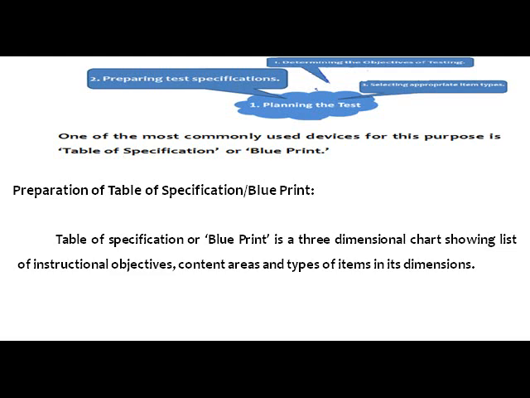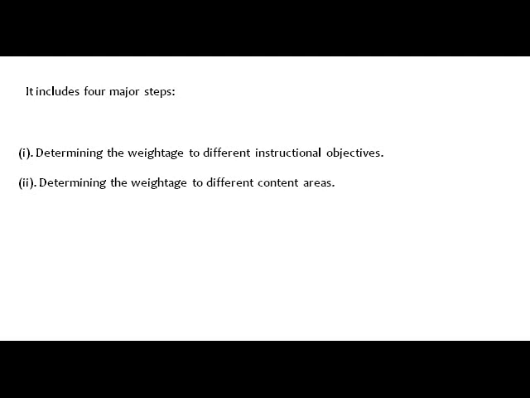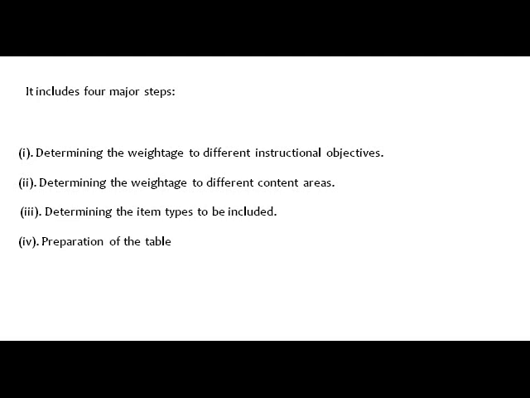Table of specification or blueprint is a 3-dimensional chart showing a list of instructional objectives, content areas and types of items in its dimensions. It includes 4 major steps: determining the weightage to different instructional objectives, determining the weightage to different content areas, determining the item types to be included, and preparation of the table of specification.